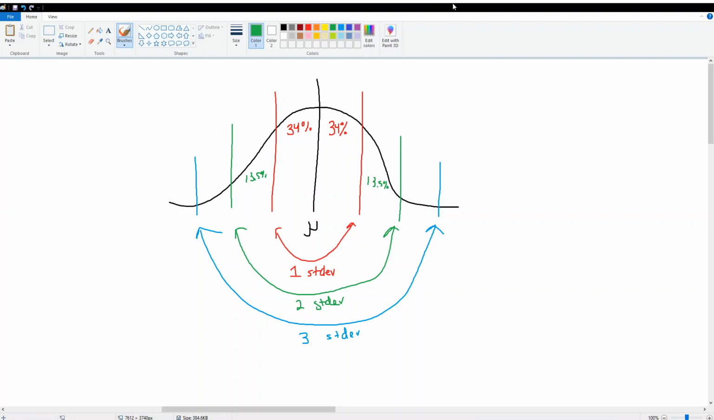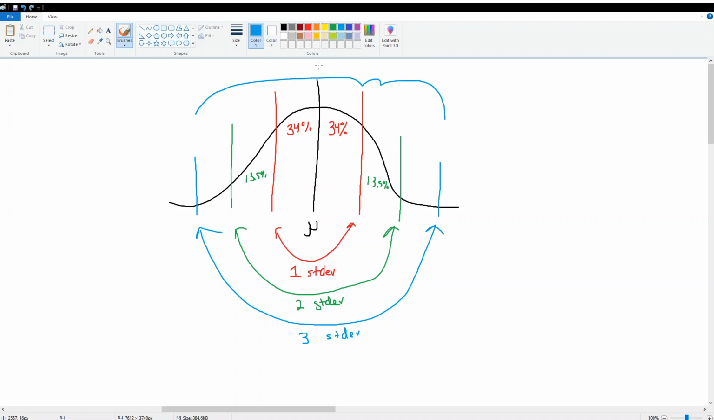Now, what these numbers mean, this 34% means that 34% of the data points are within 1 standard deviation below the mean to the mean itself. This 13.5% means that approximately 13.5% of the data points will be within 1 to 2 standard deviations above the mean. Let's now go to our next one.